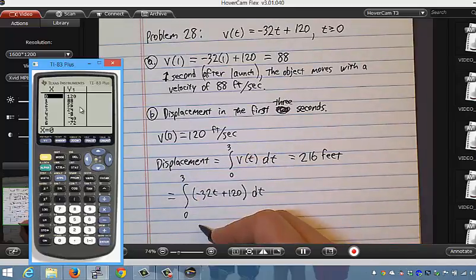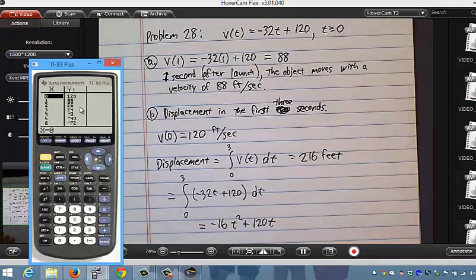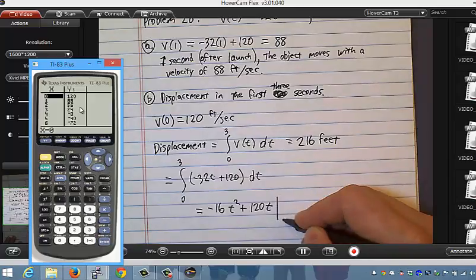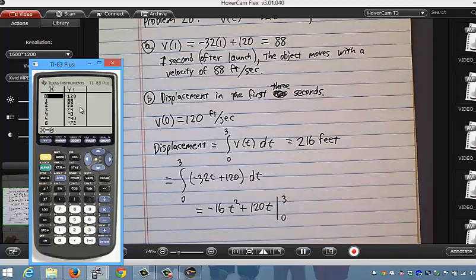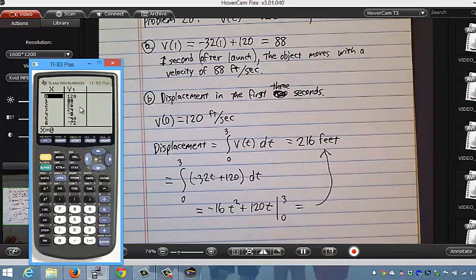Okay. And so what do we get? What do you get here? You get t squared, and what goes out front? Negative 16, good. Plus, this would be 120t. Right? Negative 16t squared plus 120t. And that's from 0 to 3. And then etc. And eventually you get that 216. You guys know what to do from there.